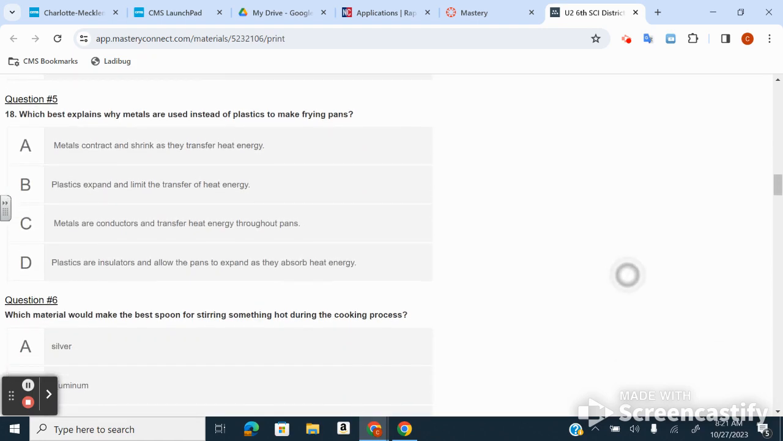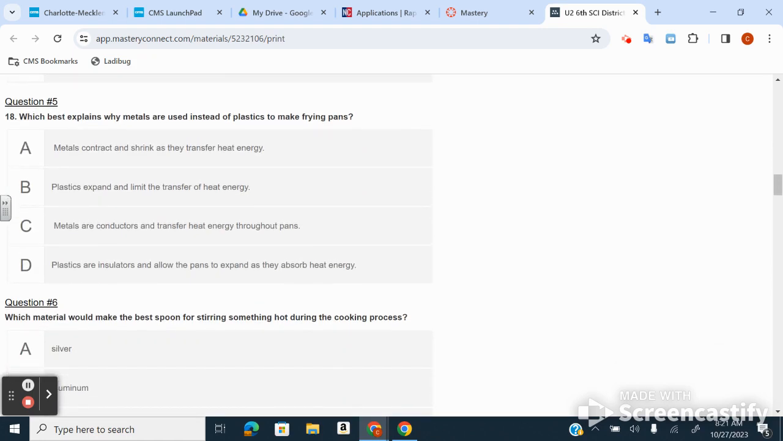Question number 5. Which best explains why metals are used instead of plastics to make frying pans? A, metals contract and shrink as they transfer heat energy. B, plastics expand and limit the transfer of heat energy. C, metals are conductors and transfer heat energy throughout pans. D, plastics are insulators and allow pans to expand as they absorb heat energy.